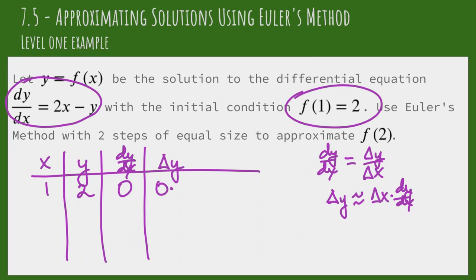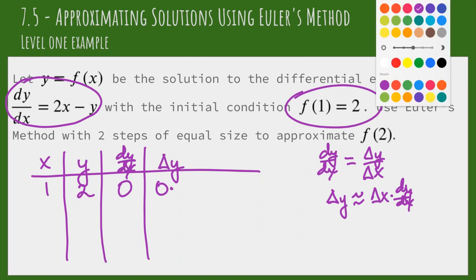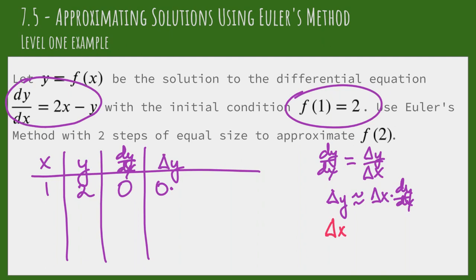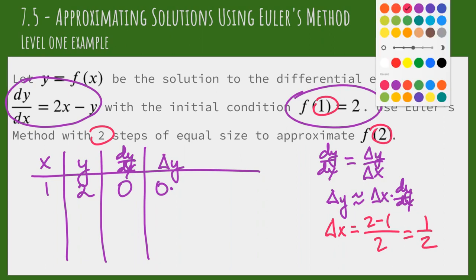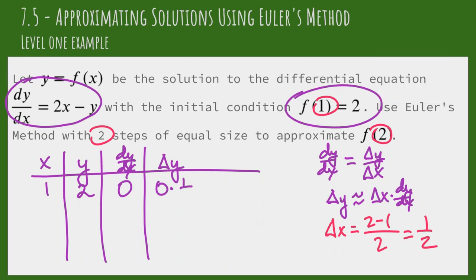Now, since it's 0 times something, we know it's going to be 0, but delta x is going to be given by a formula that we've seen before, (b minus a) over n. So b is the ending x value, which is 2, minus the starting x value, which is 1, divided by the number of steps, which is 2. So delta x is going to be 1/2. So the change in y for our first step here is going to be 0 times 1/2, which is 0.